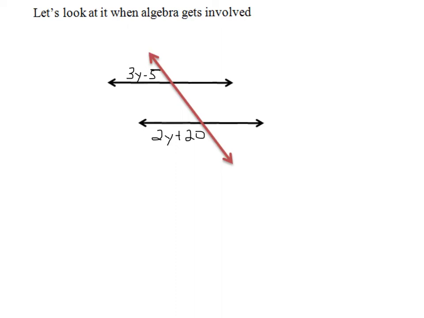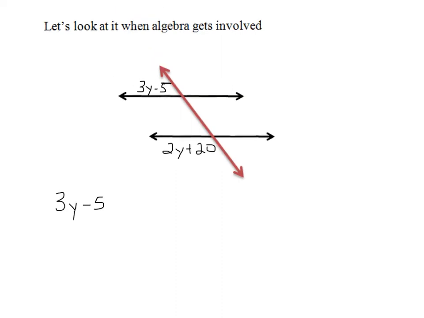And what do you know about same side exterior? You know that they are supplementary, which means they add up to 180 degrees. That means I need to put these together and add them up to 180 degrees. So I have 3y minus 5 plus 2y plus 20 equals 180. And now you solve your equation.